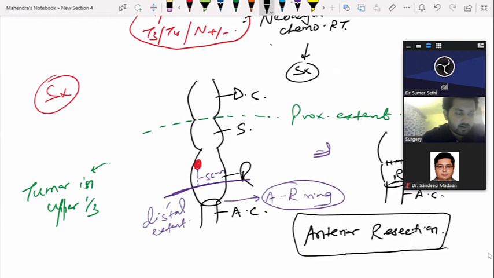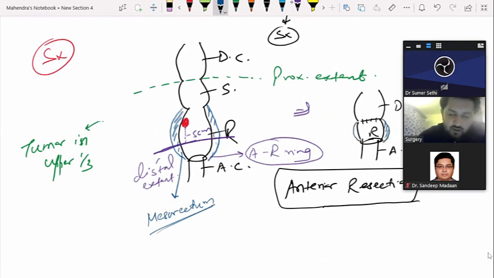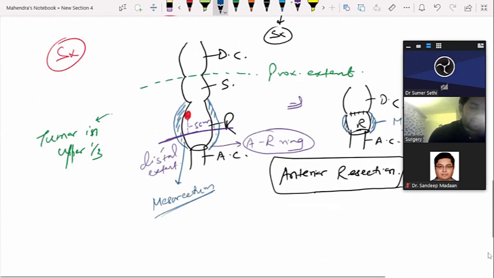Okay, one more thing we'll see. Sir must have told you that around the rectum there is something known as the mesorectum. This is the mesorectum, through which the blood supply, the vessels and the lymphatics run. So when you do an anterior resection, because you are leaving a part of the rectum behind, a part of the mesorectum is left behind. This is different as compared to the other type. So this is the treatment, anterior resection, if the tumor is in the upper third.